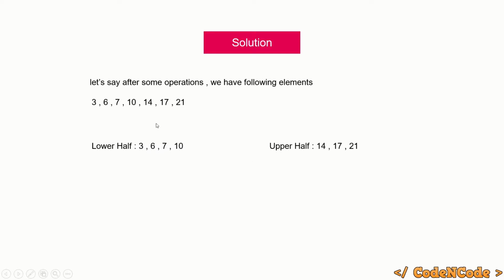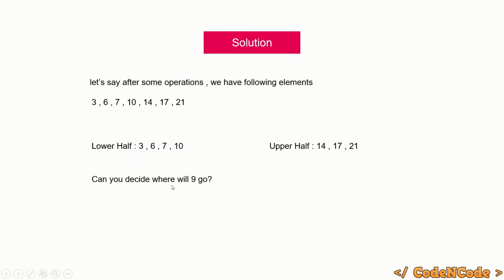So suppose at a certain point you already have the lower half as this and the upper half as this, and a new element comes. How would you decide where it goes? Let me give you an example. We already discussed that if the number of elements is odd, the lower half will have one extra element. So this was the input up until this point, and the lower half is this, the upper half is this.